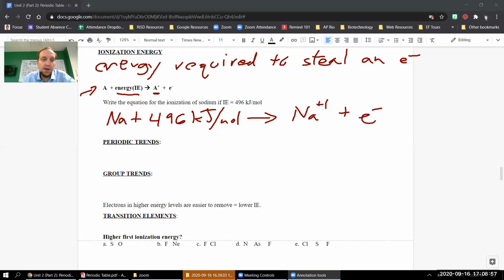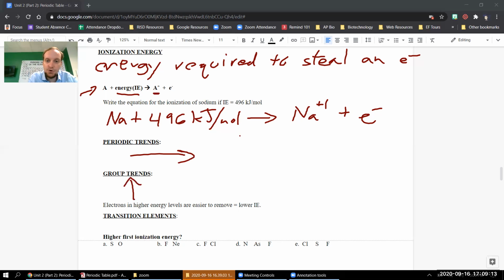All right, so the way that it works on the periodic table, again, it's all about a pattern that you have to learn how to recognize. The ionization energy on the periods, which are the rows, increases as you go to the right, and groups, which are columns, increases as you go up.